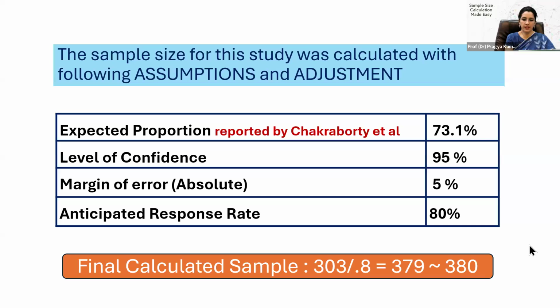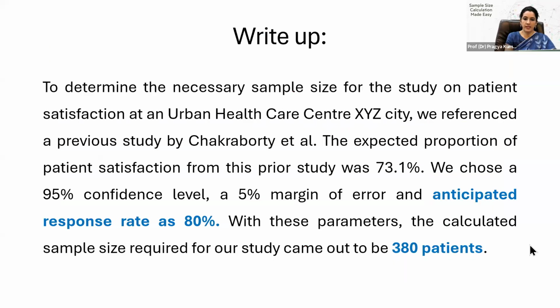So this we have seen as 380. The write-up will be again the same. If you just see the blue highlighted part, we have added the anticipated response rate of 80%. We will include 380 patients.